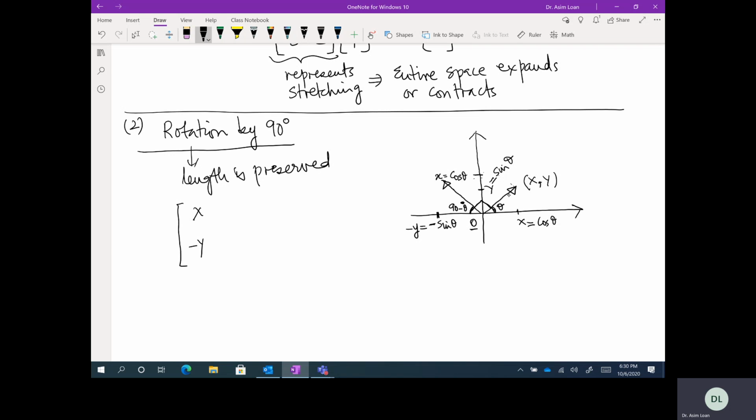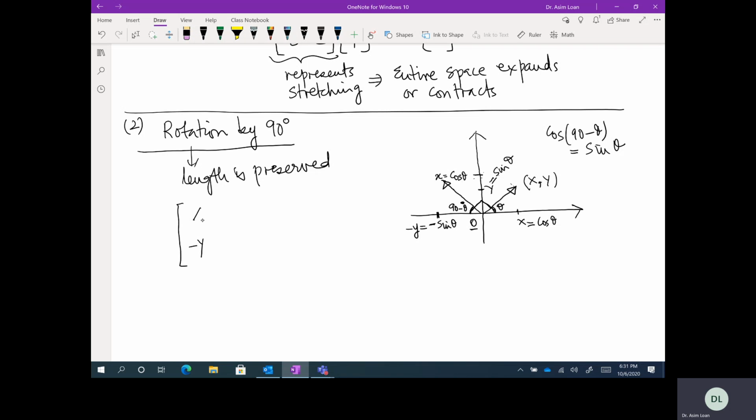So this is cosine theta, this is sine theta. So what is cosine of 90 minus theta? It is cosine 90 cosine theta plus sine 90 sine theta. So this is sine theta, and the result is minus y, and this is x. So the vector is (minus y, x).